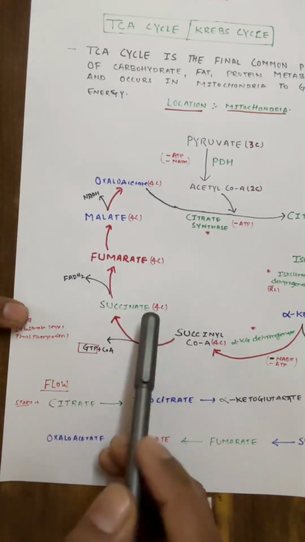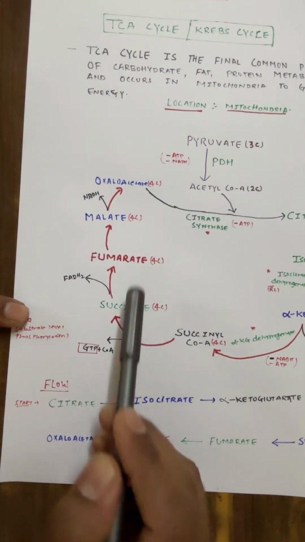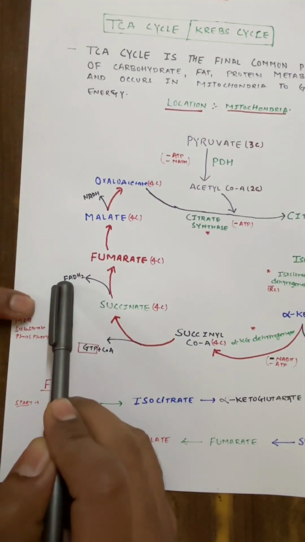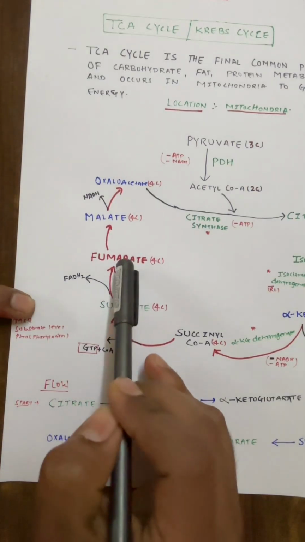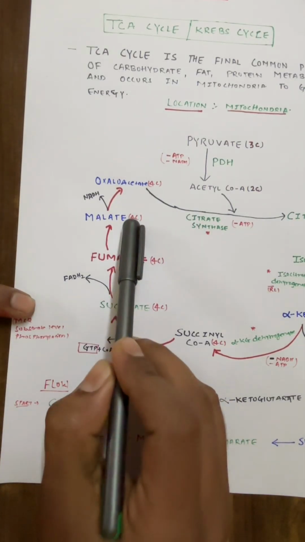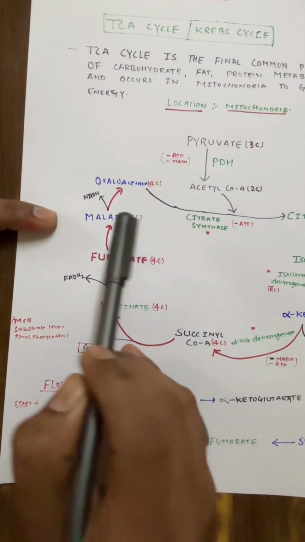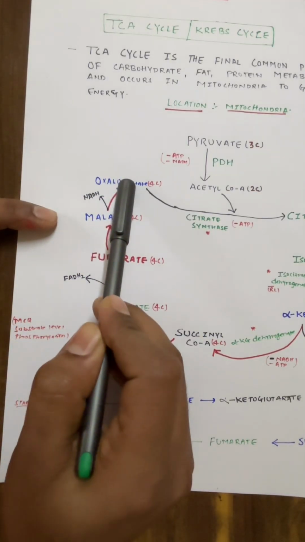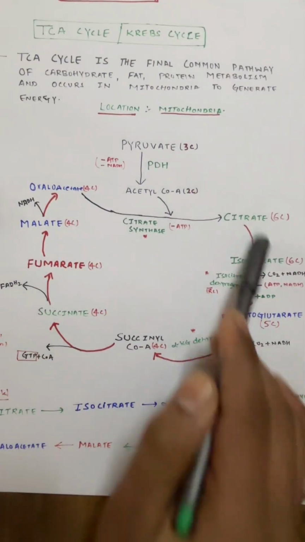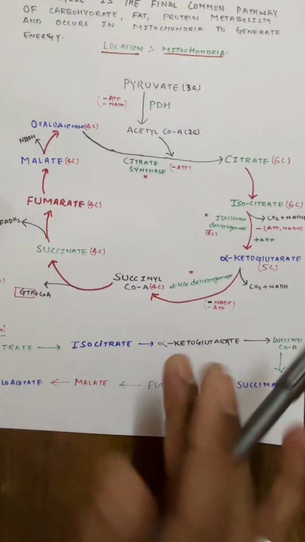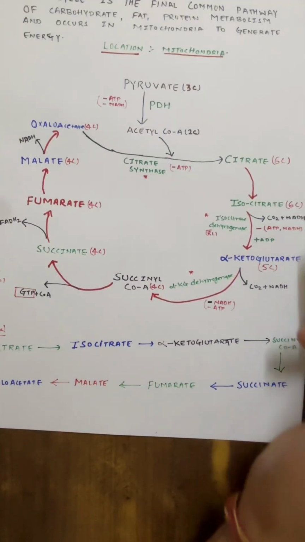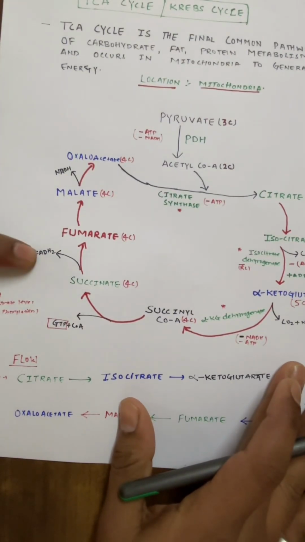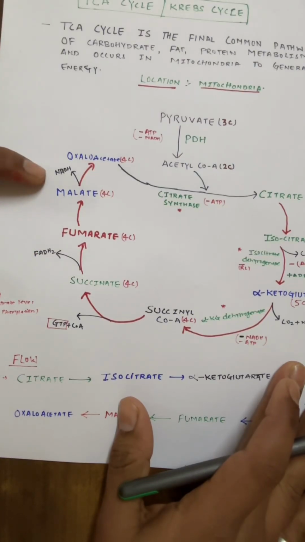Now this succinate, which is a 4 carbon compound, gets converted to fumarate. This is also a 4 carbon compound, and over here we get 1 FADH2. Now this fumarate is converted to malate, which is a 4 carbon compound, and over here we are getting 1 NADH. Then again this malate gets converted to oxaloacetate and the cycle goes on. So the main thing is we are getting 1 NADH over here, 1 NADH over here, and 1 GTP over here, 1 FADH2 over here and 1 NADH over here.